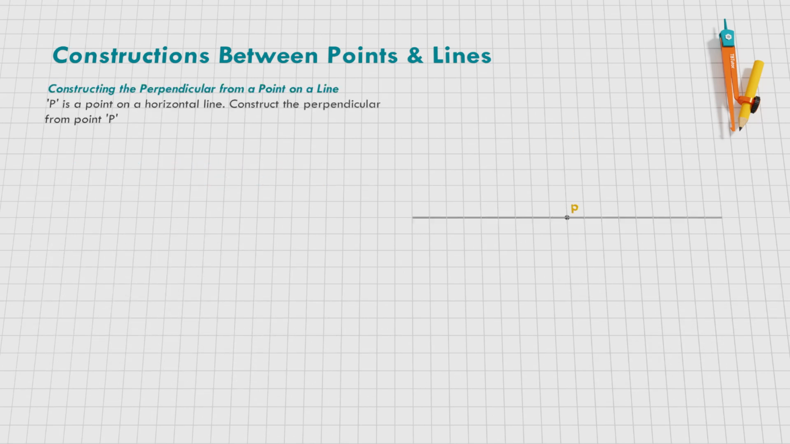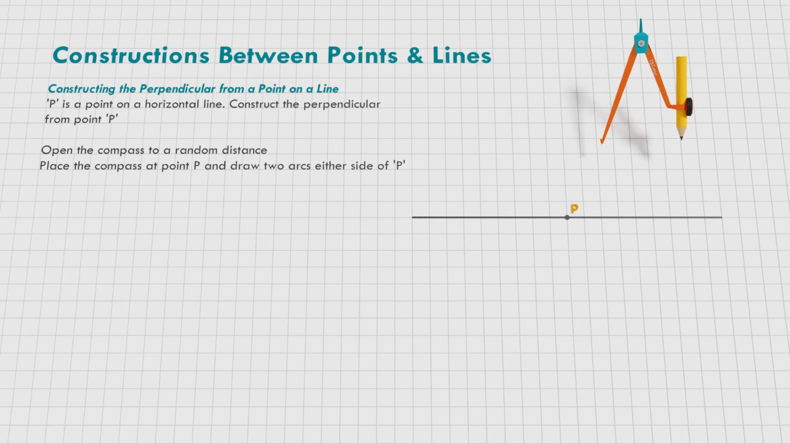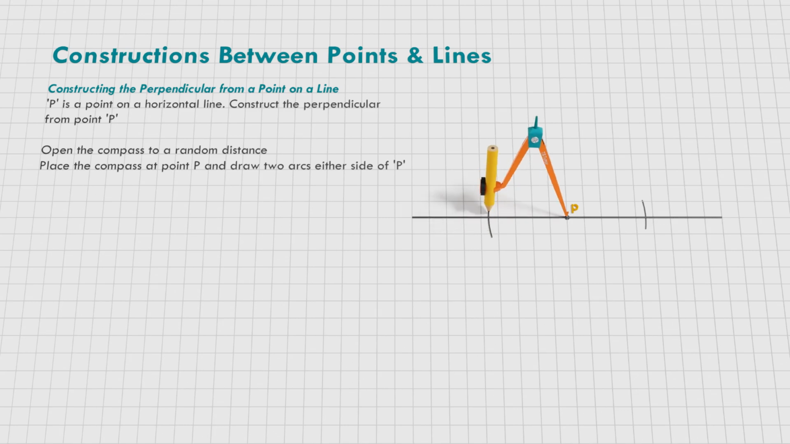P is a point on a horizontal line. Construct the perpendicular from point P. Firstly, we open the compass to a random distance. Then we place the compass at point P and draw two arcs either side of P. Open the compass to a larger distance.